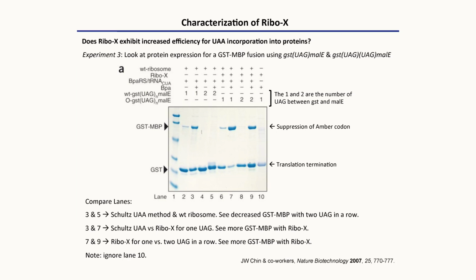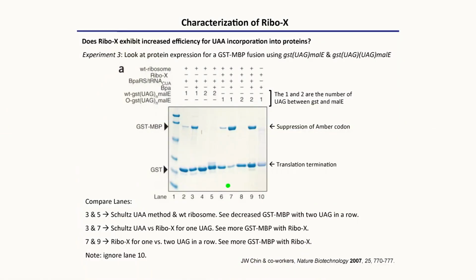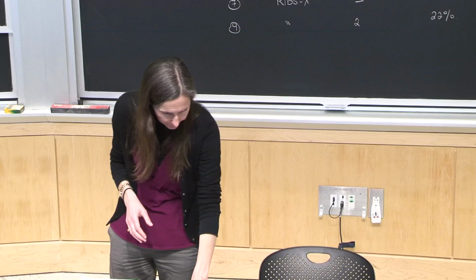The intensity of this band is greater than the intensity of that band, and you can imagine doing quantitation. Whereas if we look at lane 5, where we're trying to incorporate 2 by this method, we see a band for GST, and what do we see up here? Very little, okay? If we look at lane 7, we're seeing 64%. Here we see the band for the GST MVP fusion and a weaker band for GST alone. So percent efficiency, percent of the total.